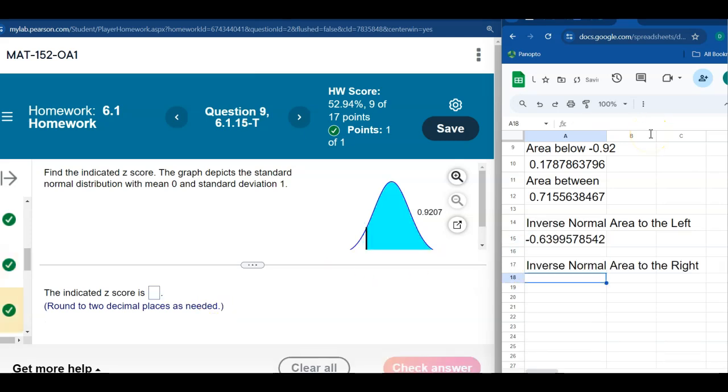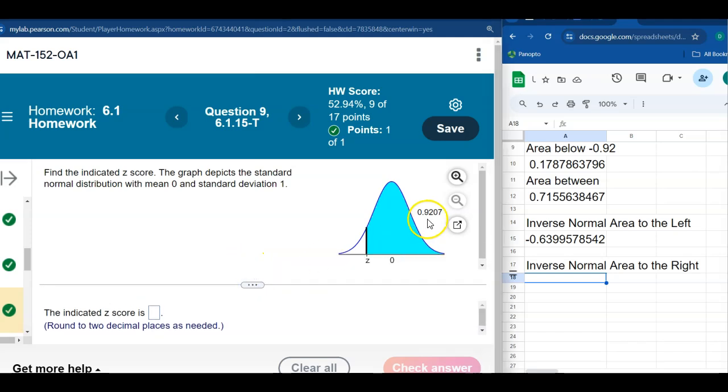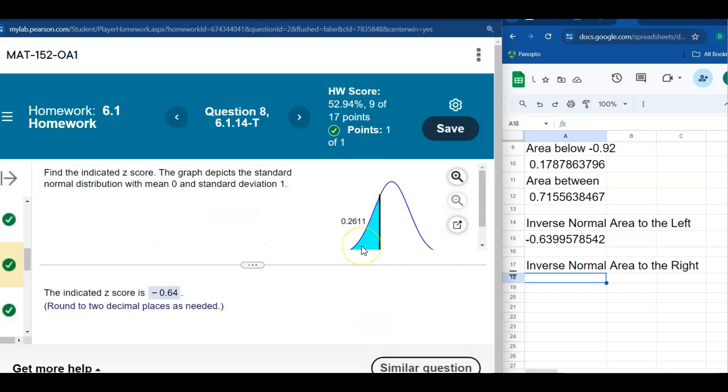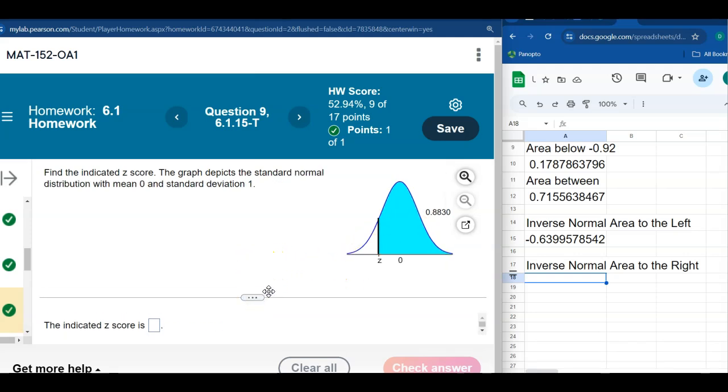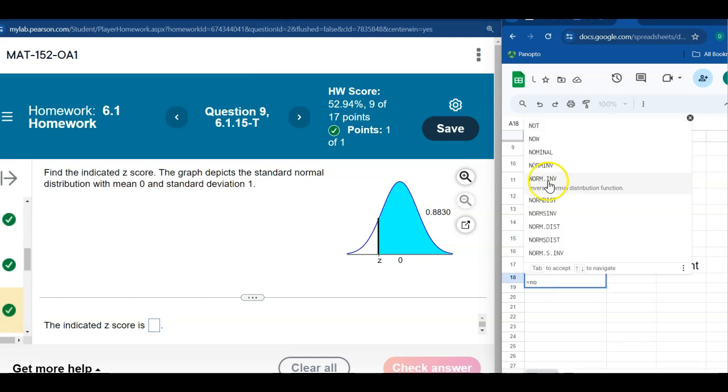All right, inverse normal area to the right. So this one has an area of 0.9207 to the right of it, not to the left of it. Again, make sure you can see that. This area is to the left of the number, and now this area is to the right of the number. So we have to make an adjustment because inverse normal, or normal inverse, takes in the area to the left. All right, so I'm going to do equals norm.inv.